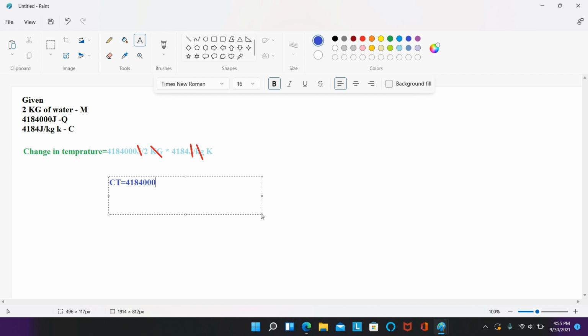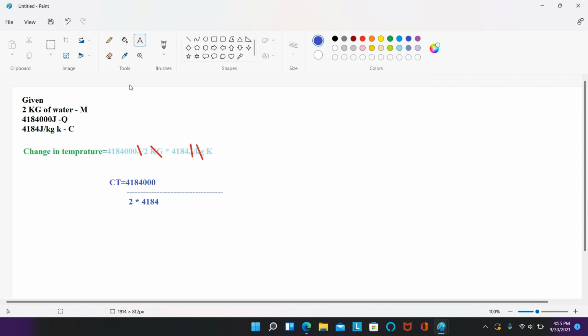I don't think I should have put 2 kg there. Oh wait, yeah, I should have put 2 kg divided by 2 kg. Or let's actually just put a line under here. This will actually make it way simpler to look at how you do this. 2, and the kg is gone. 4184.